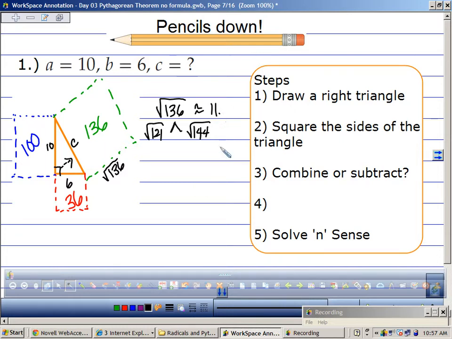11 point what? I heard 11.6 first. Let's figure it out. The square root of 136 is 11.6. Actually, 11.66. It's actually 11.66, so it would be 11.7.